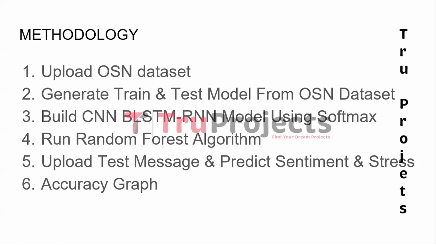Accuracy graph. This module generates a graph that displays the accuracy comparison between the CNN, BLSTM, RNN model and the random forest algorithm. The graph helps visualize the performance difference between the two models in predicting the sentiment and stress. These modules collectively form a knowledge-based recommendation system that incorporates sentiment analysis and deep learning techniques. The system uses the uploaded OSN dataset to train the model and provide personalized recommendations based on the user's sentiment and stress level.